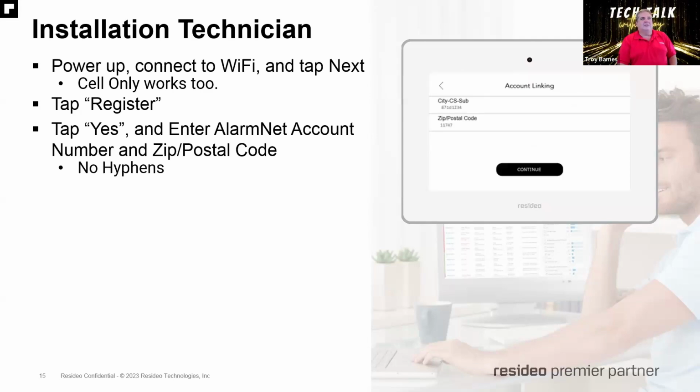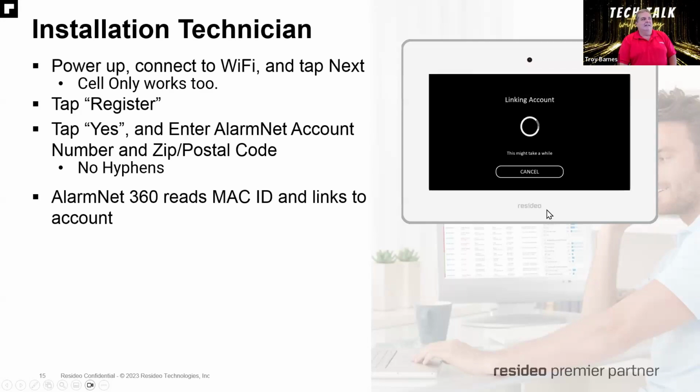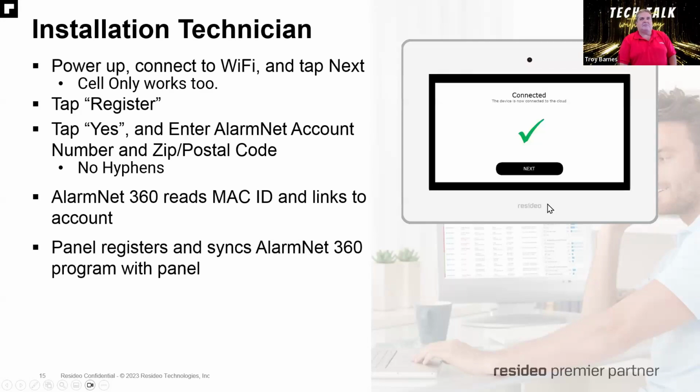When you click yes, you'll want to enter the city, CS, and subs number with no hyphens. If you enter the hyphens, it's not going to work. So enter it with no hyphens in it, put in the proper zip code, hit continue. It links the account at that point and then says connected. It entered that account number or that MAC address for you automatically and linked the two together. So there's no reading, writing down, calling the office, telling them what the MAC address is. There's no magnifying the number and typing it into AlarmNet 360 yourself. It's done automatically.